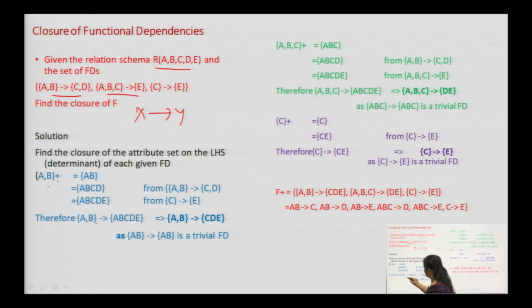This is a trivial functional dependency. AB determines AB. So, we have AB determines CDE, right?